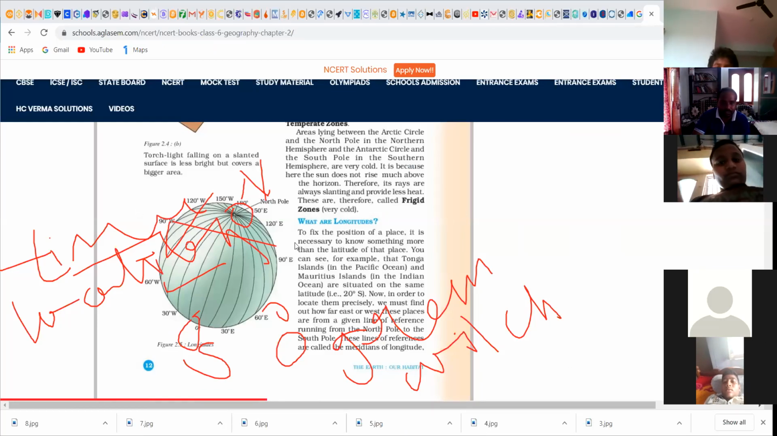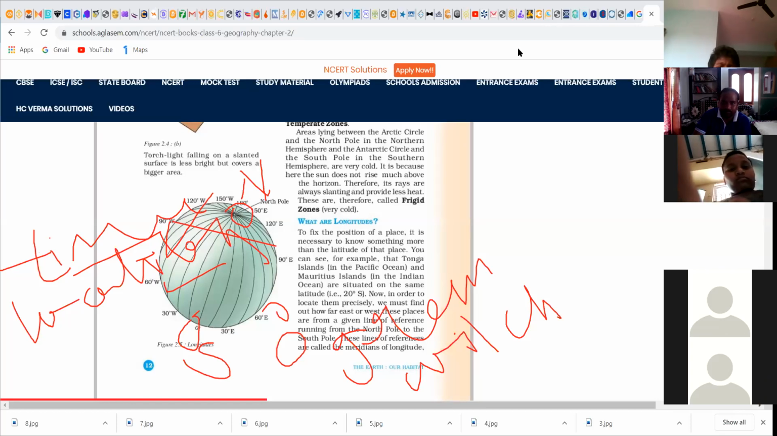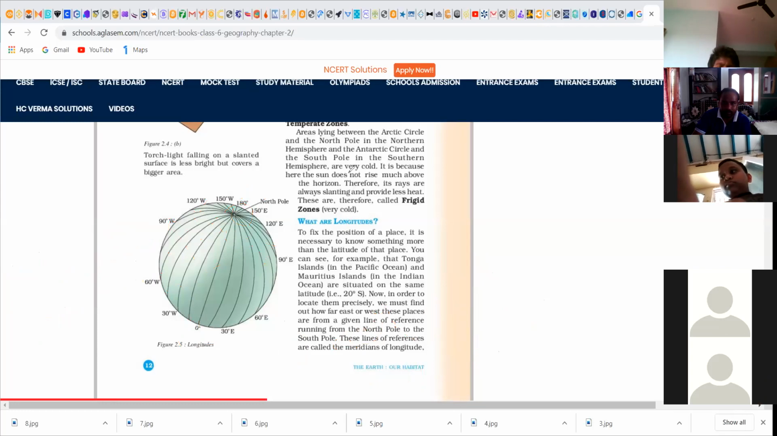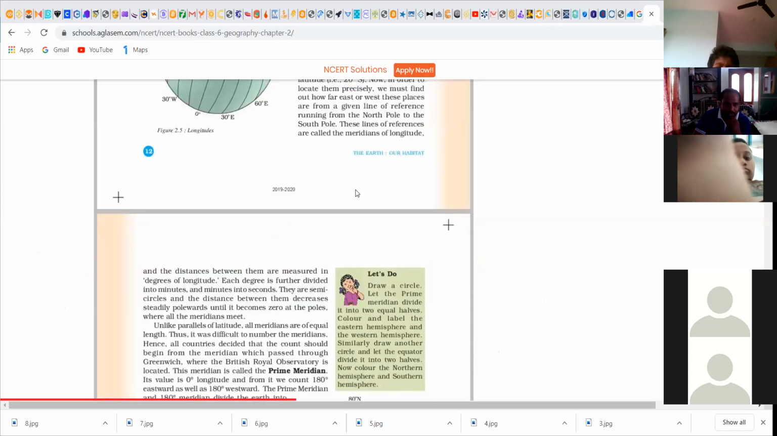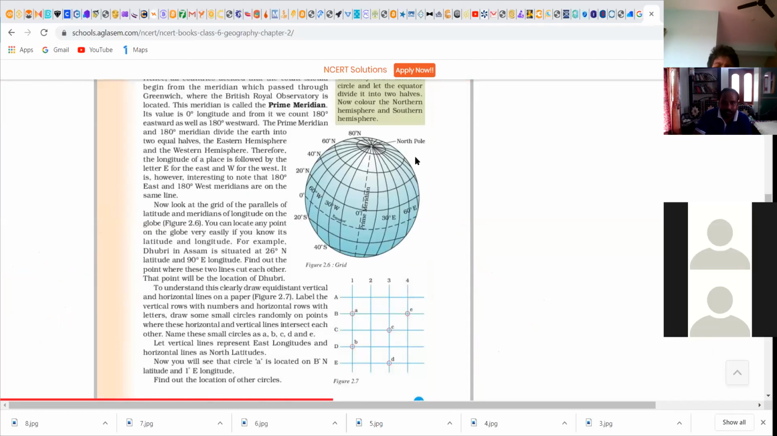Just see here. So here we can see these are the longitudes. Longitudes are mainly useful for knowing the time and also the location. Next, we'll see these. See here, both are given here.